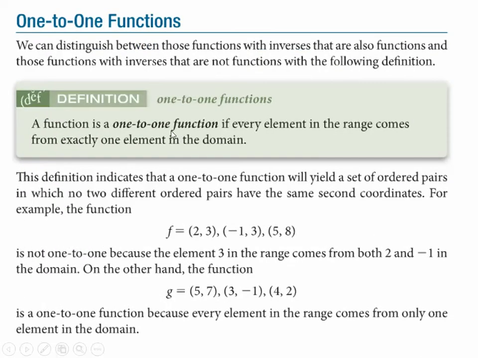So let's go now to the definitions here. A function is a one-to-one function if every element in the range comes from exactly one element in the domain. That's a good way of saying it passes the horizontal line test. All right, so would f pass the horizontal line test?